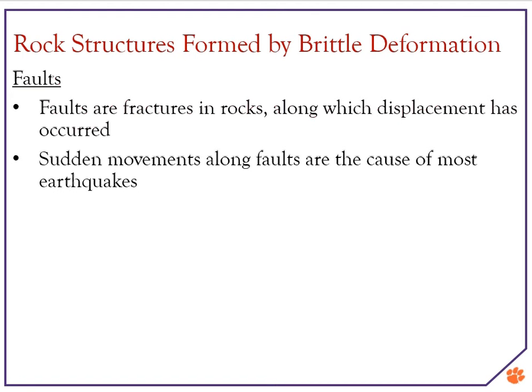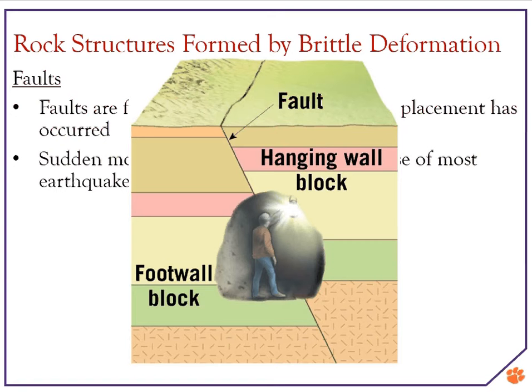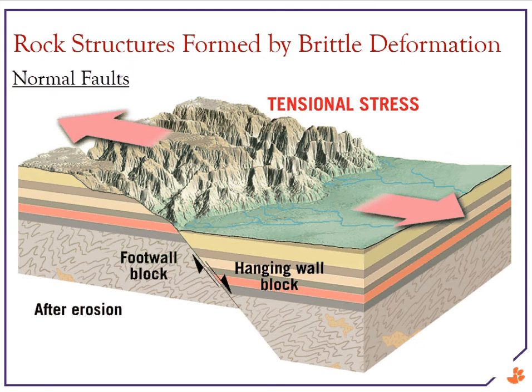When we look at the geometry of a fault structure, we will see a fracture surface where the actual brittle deformation occurs, and then we will have both sides of that rock body called either the hanging wall block or the footwall block. So here we will talk about different types of faults.